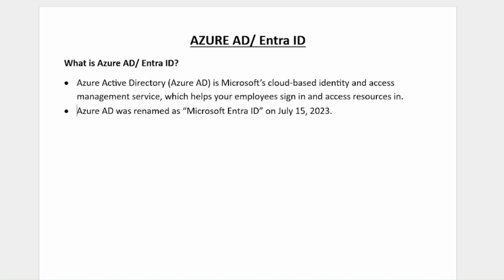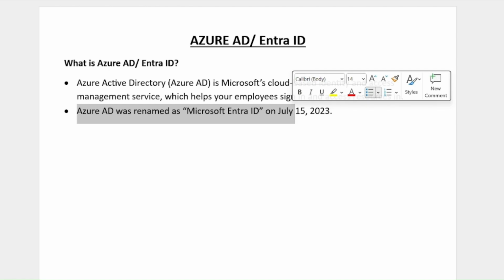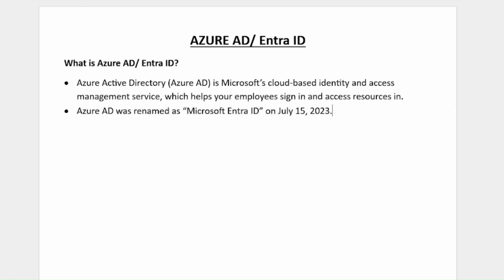And there is one more thing that you should know about Azure Entra ID: it was previously known as Azure Active Directory, and it was renamed as Microsoft Entra ID on July 15, 2023. The reason is Microsoft already has Windows on-premises Active Directory, which caused confusion between Azure Active Directory and on-premises Active Directory. That's why it was renamed as Entra ID, but there is no change in the service. So in future lectures, whether I use the term Azure Active Directory or Entra ID, they both refer to the same thing.